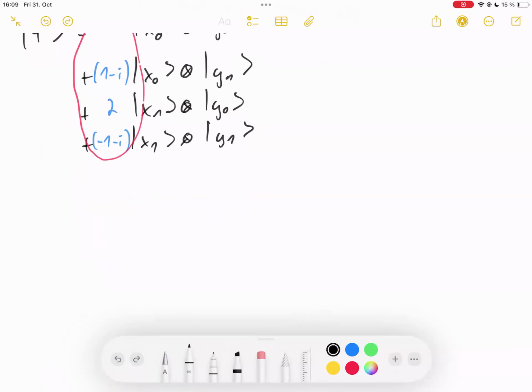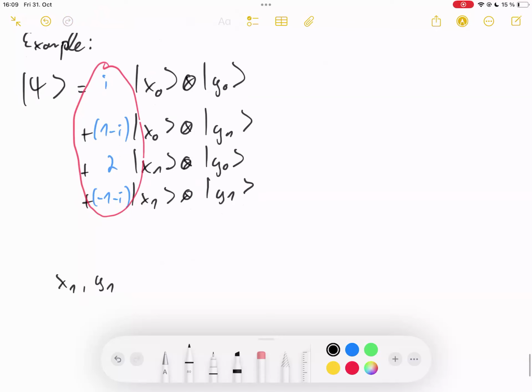And now I have a question. What is the probability of finding the first particle at position x1 and the second one at position y1 after measurement, obviously? So what's the probability that I find the first particle in x1 and the other one in y1? So I want to calculate this probability.